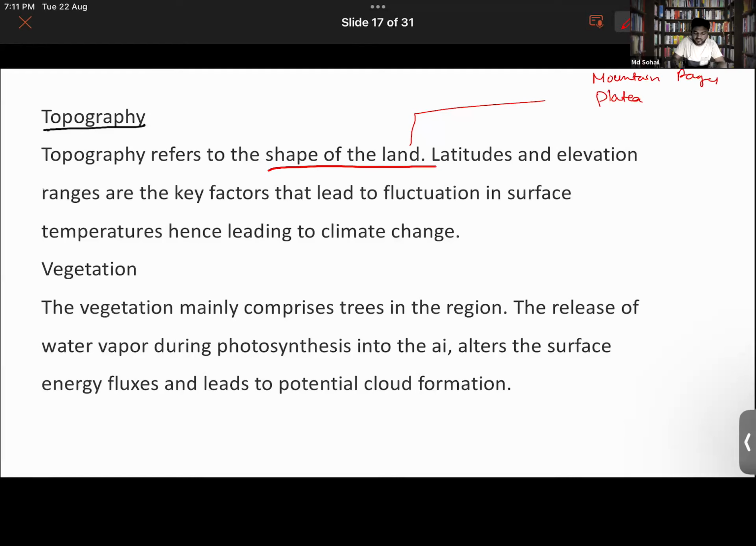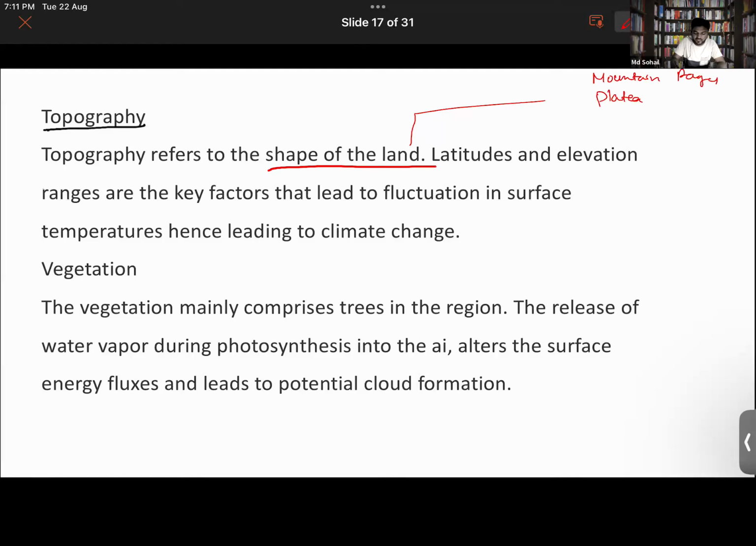Topography basically refers to the shape of the land here. The shape of the land in a mountainous region is different, while the shape of the land in a plateau region is different, and it is simply flat in a plain region. In a plateau region, it will be like this. In a mountain region, it will be steep slopes.